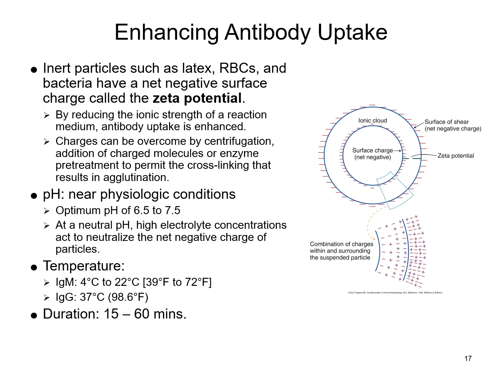Now, charges can be overcome by a couple of different methods, including centrifuging. This is like in blood bank, where you put those antigens and antibodies in the tube together, spin it down really fast, and force them to come together quickly. We can also add charged molecules or use enzyme pretreatments to permit that cross-linking. We can add low ionic strength solution, which helps reduce those charges within that particular medium. The pH of the solution comes into play as well. The pH of the medium should be at or near physiological condition, or an optimal pH, which is 6.5 to 7.5. When we have that neutral pH, the high electrolyte concentrations will act to neutralize the net negative charge of those particles. Reactions can also be temperature dependent.